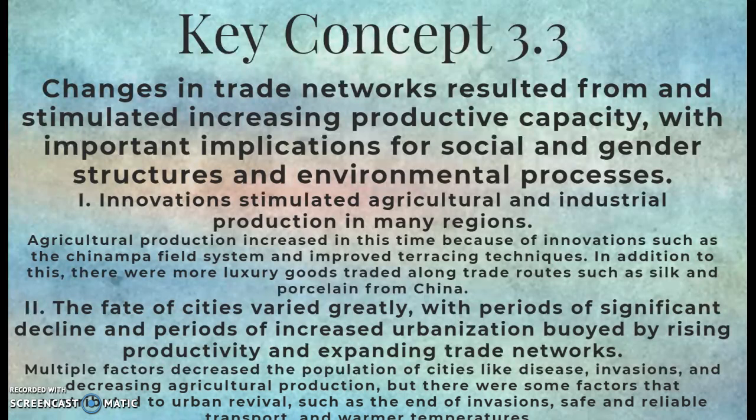So these are things like terracing and chinampas for the Aztec Empire, and different things like that. And then in addition to this, it says industrial production. So China had more production of silk, and they were especially popular for porcelain, and their metal industry increased.